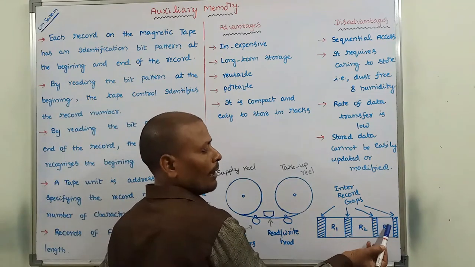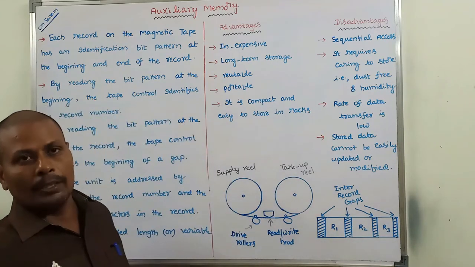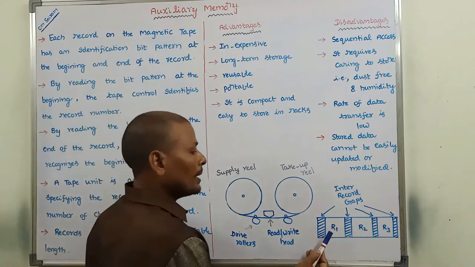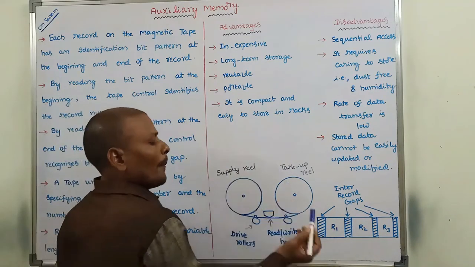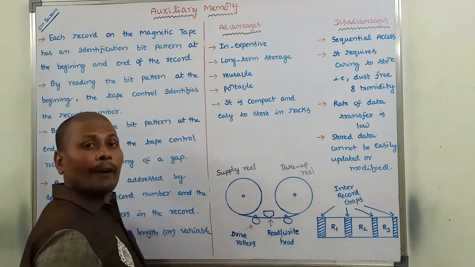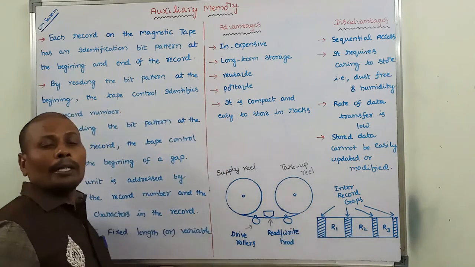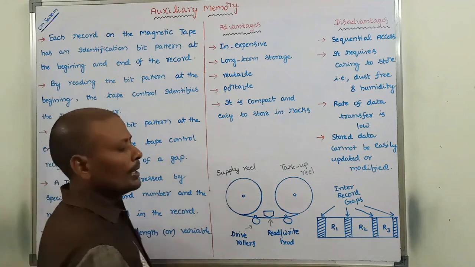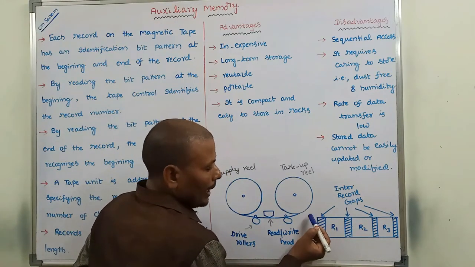Next, this is the R3 record, with an identification bit pattern before the R3 record and after the R3 record. So each record on the magnetic tape has an identification bit pattern at the beginning and at the end of the record. By reading the bit pattern at the beginning of the record, the tape control identifies the record number. By reading the bit pattern at the end of the record, the tape control identifies the beginning of a gap.